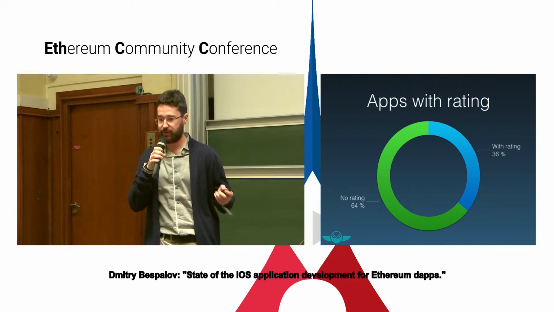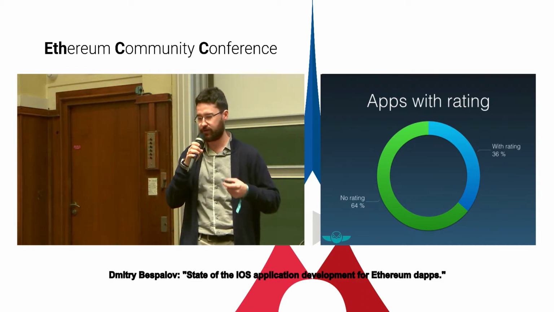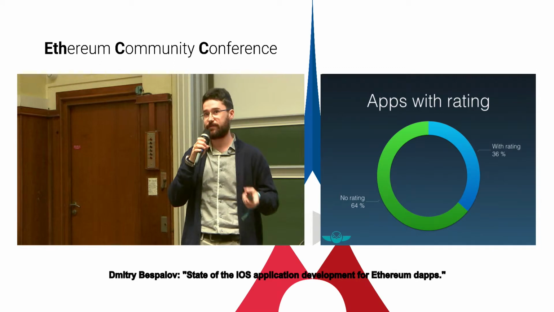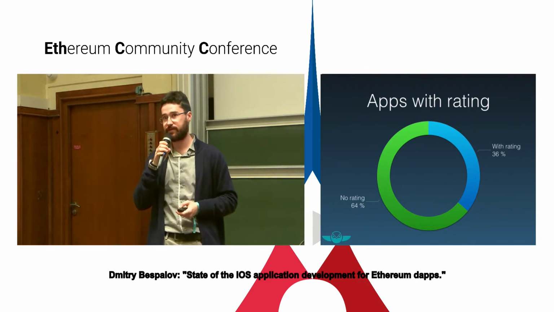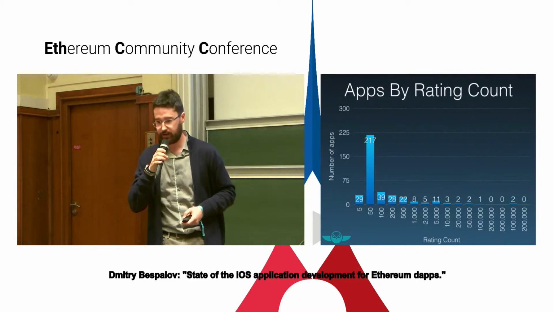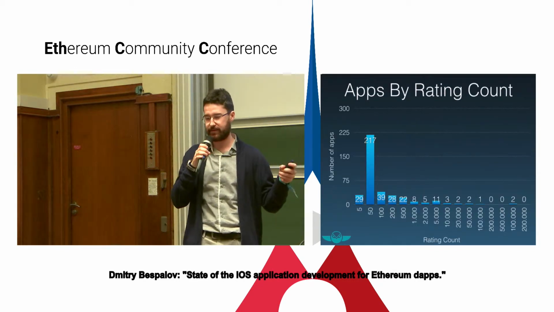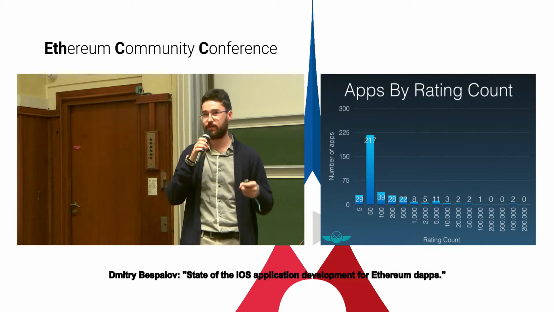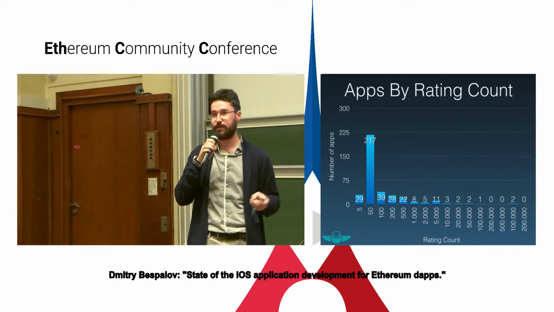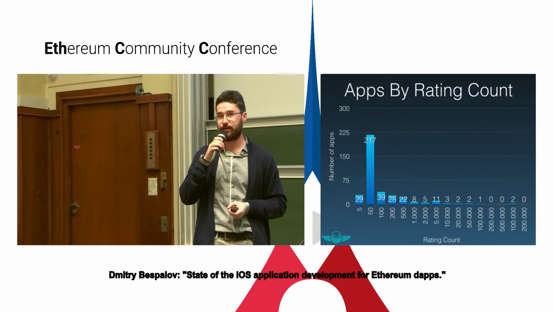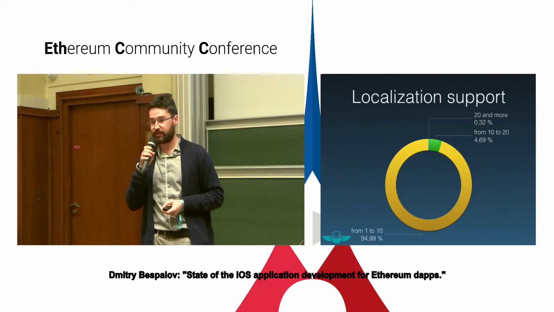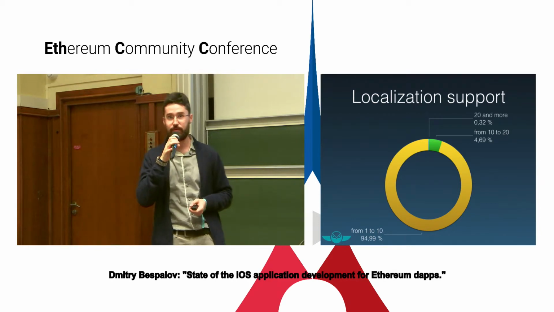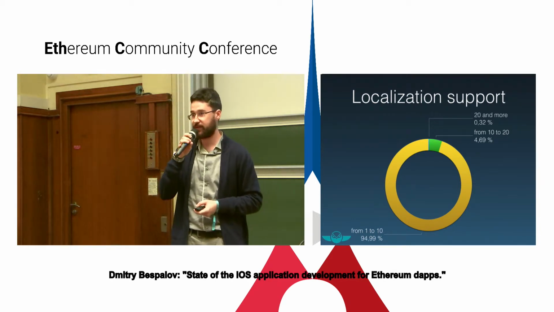If we look at the apps with ratings versus apps without ratings, 36% of those 900 apps have ratings, which is actually twice the App Store average. The App Store average is 17%. And if we put all the apps by the number of ratings, most of the apps have from 5 to 50 rating responses, and there are some apps that have hundreds of thousands of ratings. Next thing is localization. This is the number of languages that the app supports.